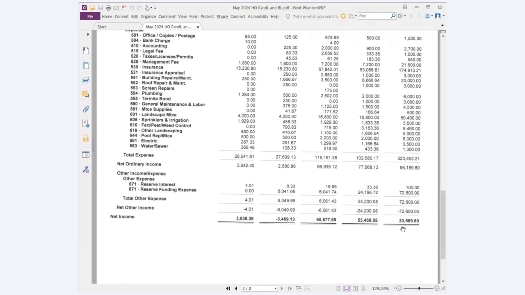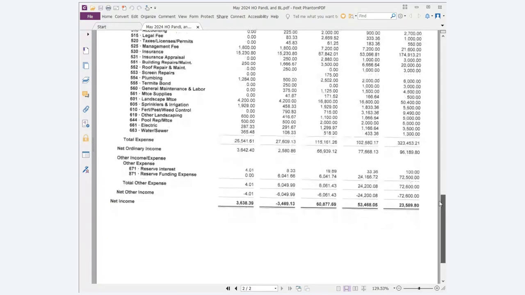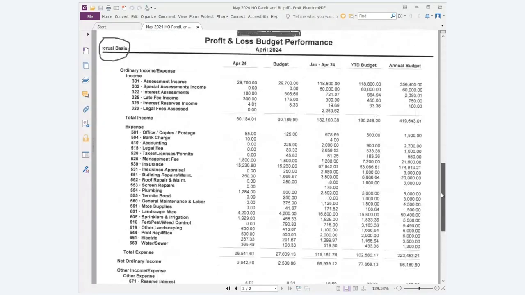You can see the annual budget here. The total amount allocated for reserves is $72,600. This is another unusual arrangement, that the reserving allocation includes the interest. Typically, that would not be the case. Anyway, that's how that works. And here is the net income number for the year to date, $60,877.69. We'll need that number again in a minute. So that covers the income statement. Pretty straightforward, even for an HOA.